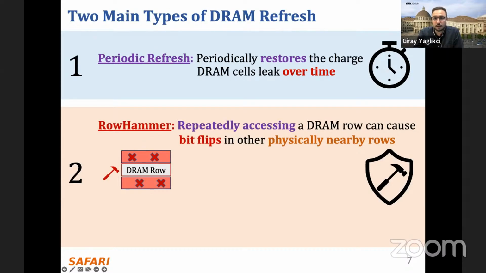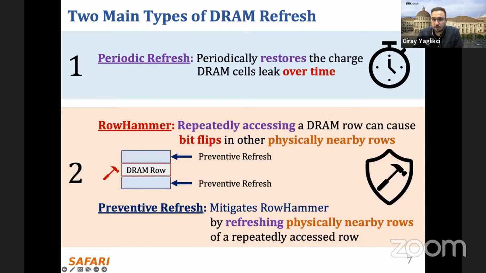In modern DRAM chips, due to density scaling, when you repeatedly access a DRAM row, it can cause bit flips in other physically nearby rows. And this is basically a read disturb mechanism. To avoid these kinds of bit flips, a common method is to perform an operation called preventive refresh. You basically just refresh the rows that are nearby a frequently accessed row so that those rows will not experience bit flips. So this is the second type of refresh, preventive refresh.